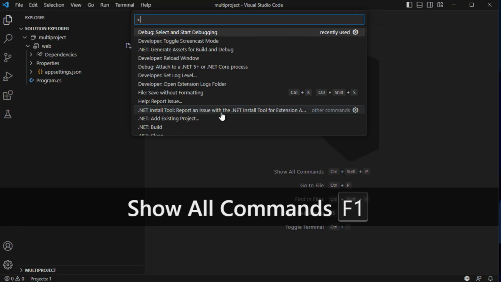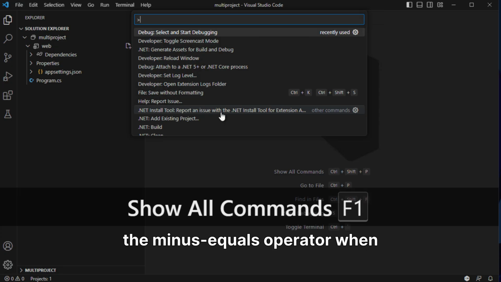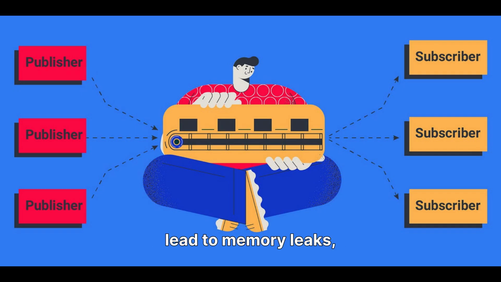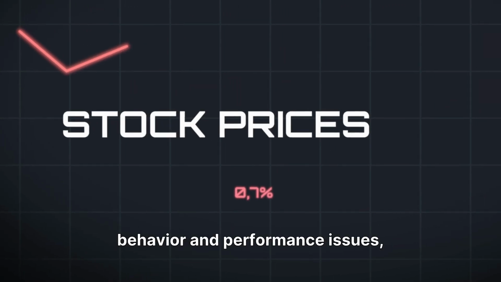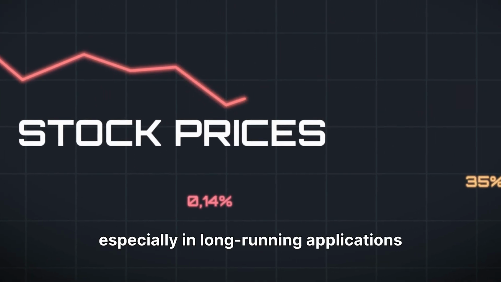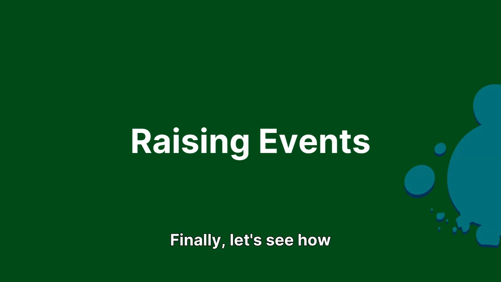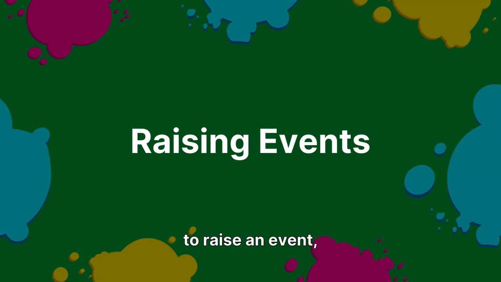It's absolutely crucial to unsubscribe from events using the -= operator when the subscriber object is no longer needed or is being destroyed. Failing to unsubscribe can lead to memory leaks, where the publisher still holds a reference to the subscriber, preventing it from being garbage collected. This can cause unexpected behavior and performance issues, especially in long-running applications or games with many dynamic objects.